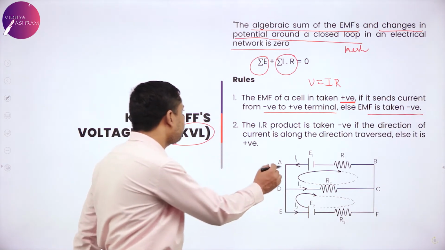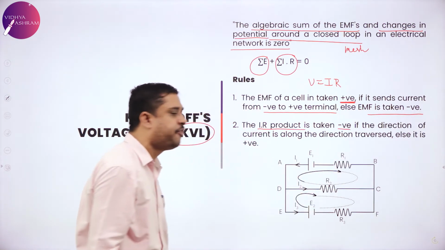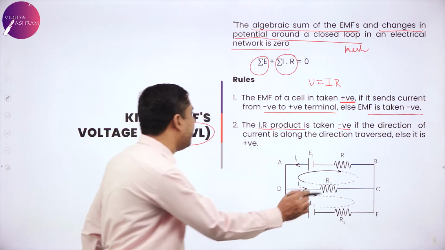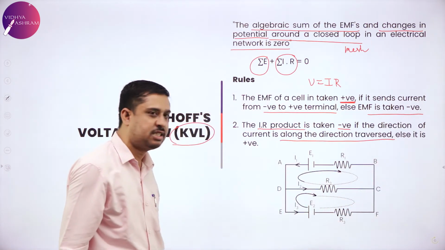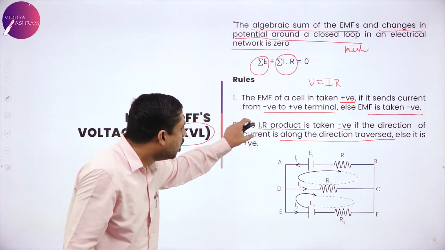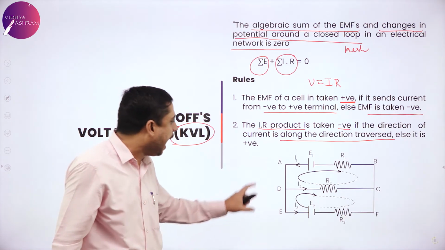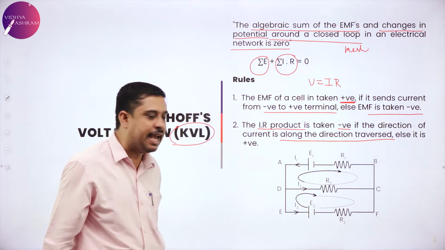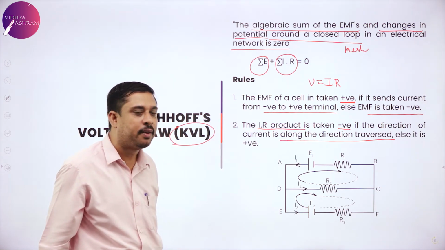Second one, the IR product is taken negative if the direction of current is along the direction traversed. Else, it is positive. Don't worry about the linguistic part of the second rule. I will analyze this network using KVL and then you will understand the second rule.